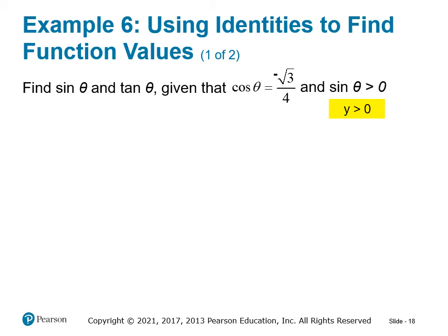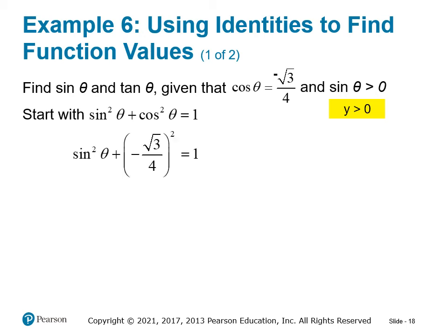Since we're trying to find sine and tangent and we're given cosine, our first identity that's really simple to use is the Pythagorean identity, specifically that sine squared plus cosine squared equals 1. So we're just going to plug the value in for cosine and then solve for sine. So we get sine squared theta plus cosine squared. And remember, cosine is negative square root of 3 over 4. We're going to square that, and this must be equal to 1. So we square this out, and we get positive 3 over 16. We're going to subtract that from 1, and we get sine squared theta equals 13 over 16.